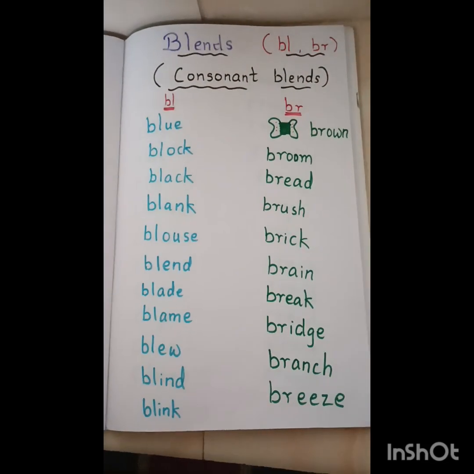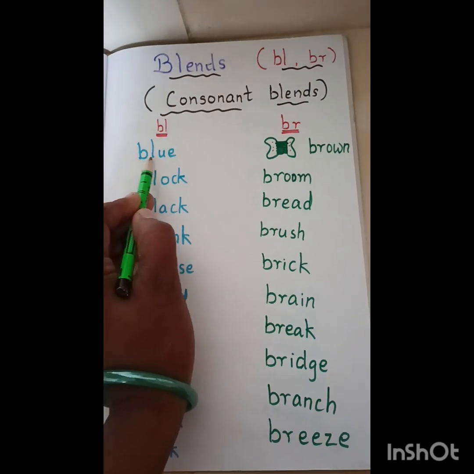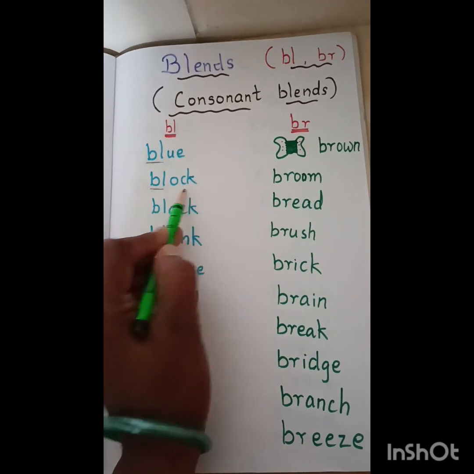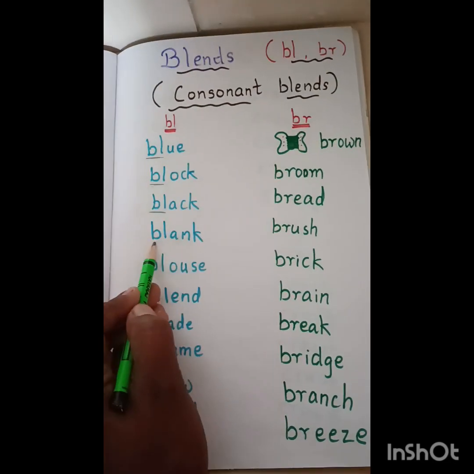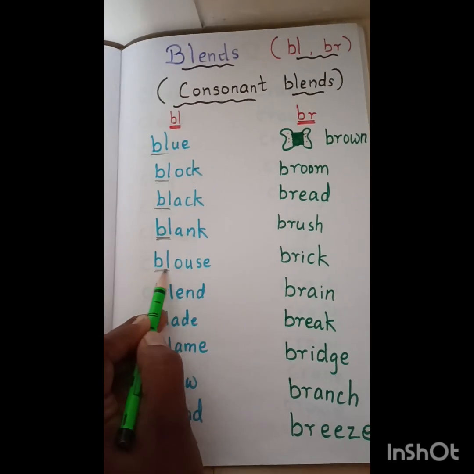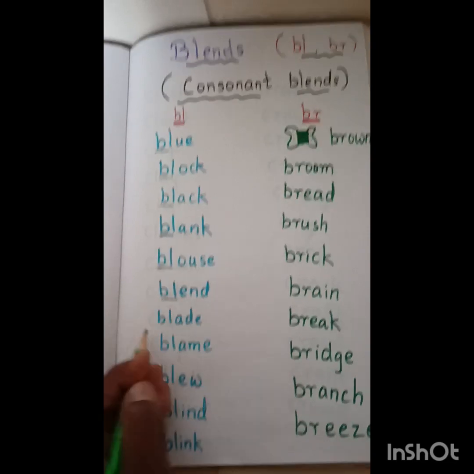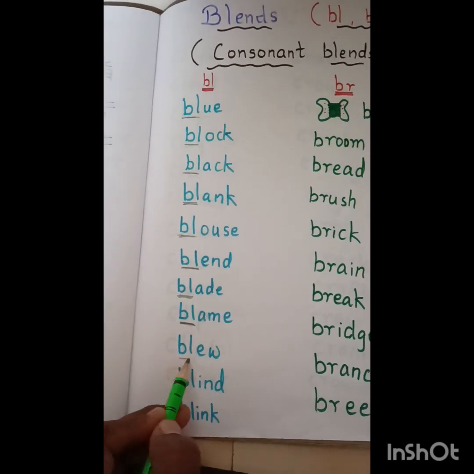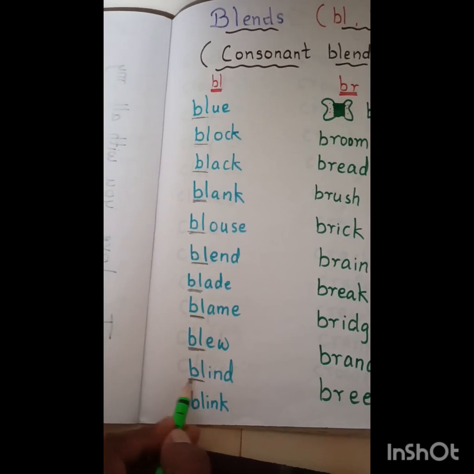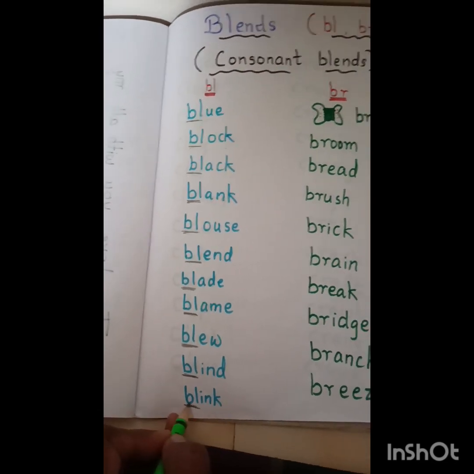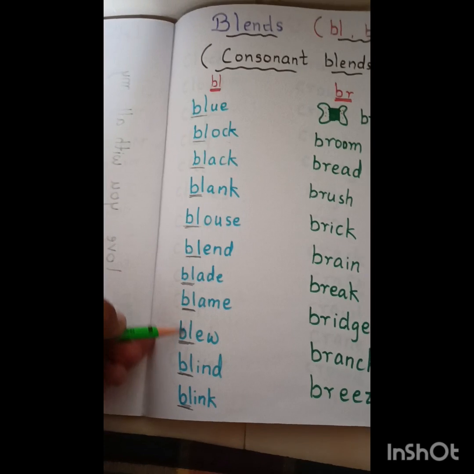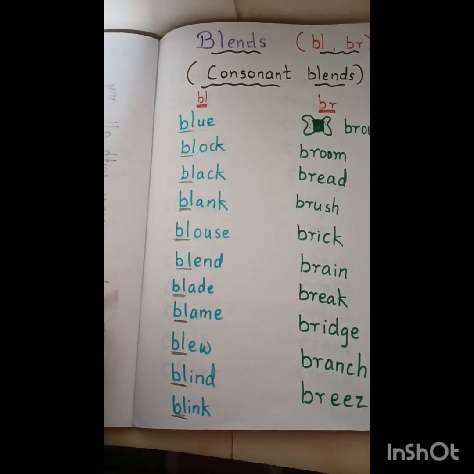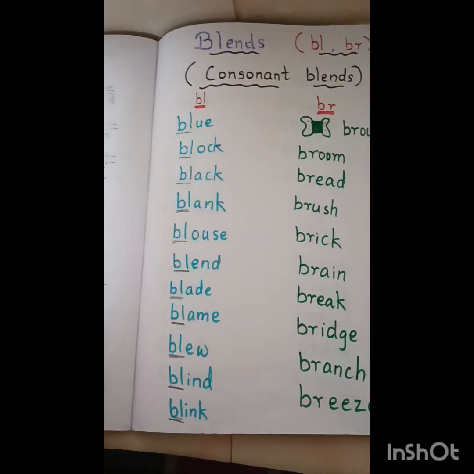So let us do some examples on those sounds. B and L, what? Bl. Blue. Block. Black. Blank. Blouse. Blend. Blade. Blame. Blue. Blind. Blink. So these all are words beginning with the consonants B and L. Blur.